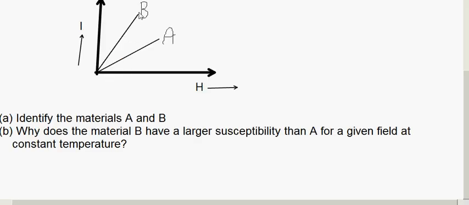Now for which graph is the slope more? Let us find out. From these two graphs, both curves A and B have positive susceptibility. Positive susceptibility means they are either paramagnetic or ferromagnetic substances. Ferromagnetic substances can be easily magnetized, so they will have a larger value of susceptibility. So given these two curves, material B has larger susceptibility, and hence B is a ferromagnetic substance and A is a paramagnetic substance.